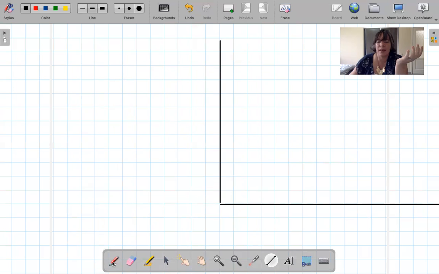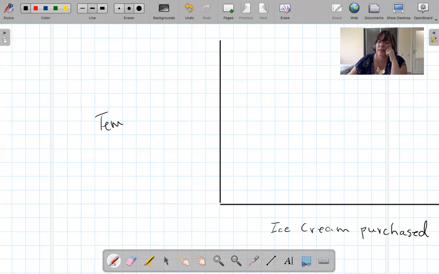Same thing, we can say, let's say ice cream purchased, and temperature. As the temperature goes up, let's say 10 degrees, 20 degrees, 30 degrees, 40. Oh no, if we're talking about Celsius, then that's way too much. Let's say 5, 10, 15, 20, 25, 30 degrees.